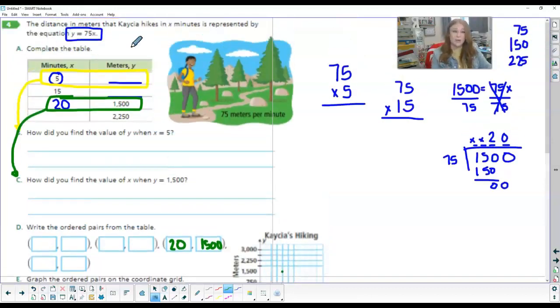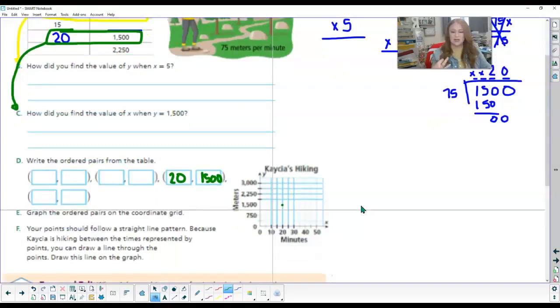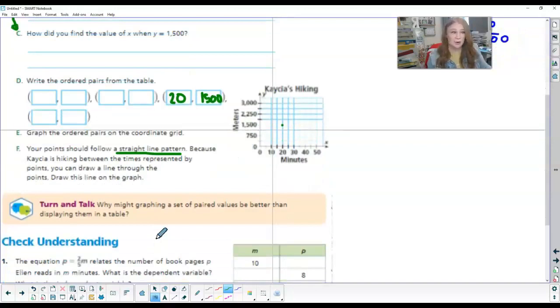And because it's an equation, the same thing is happening over and over again. You should have a nice, perfect straight line when you're done. So finish writing your ordered pairs from your table, graph them on your grid, and then they should connect into a straight line because it was a constant unit rate happening over and over again.